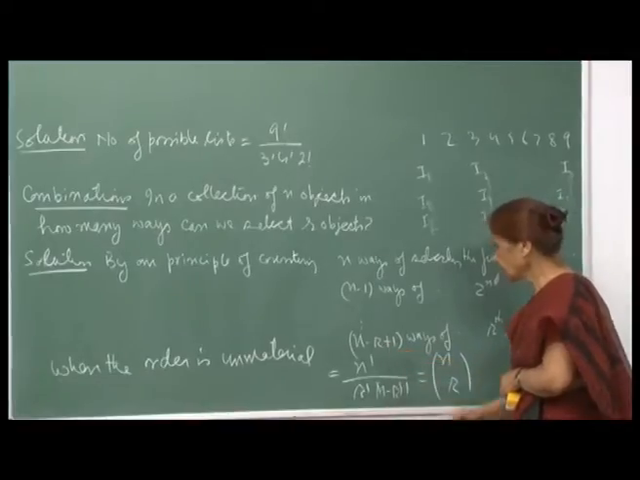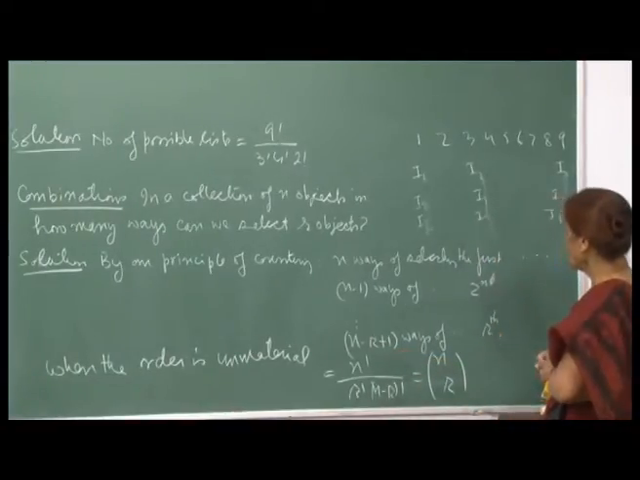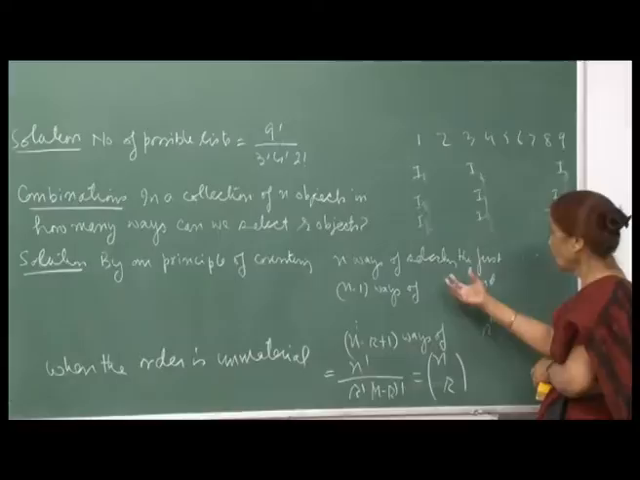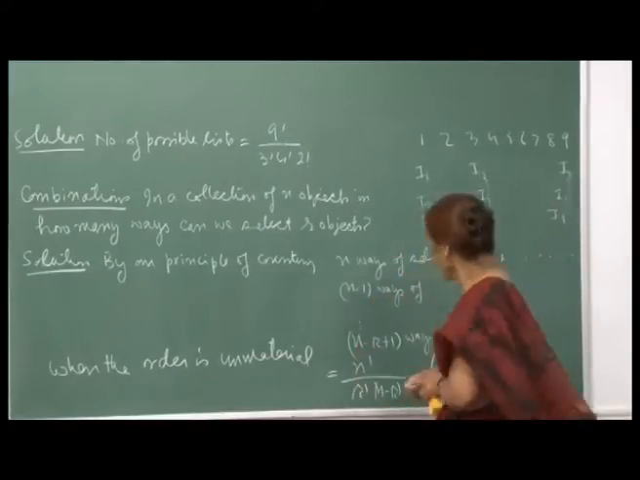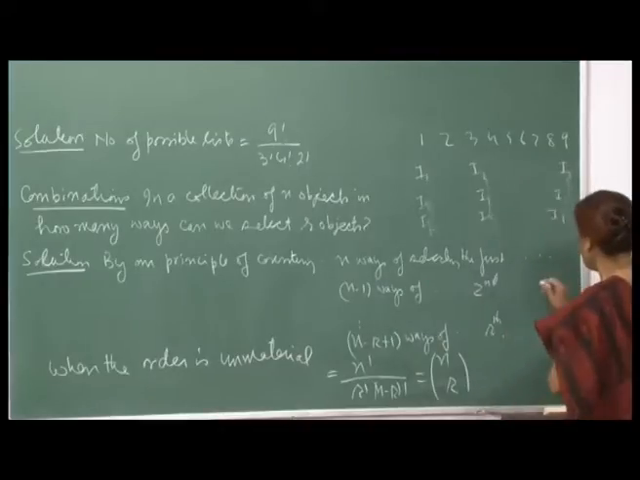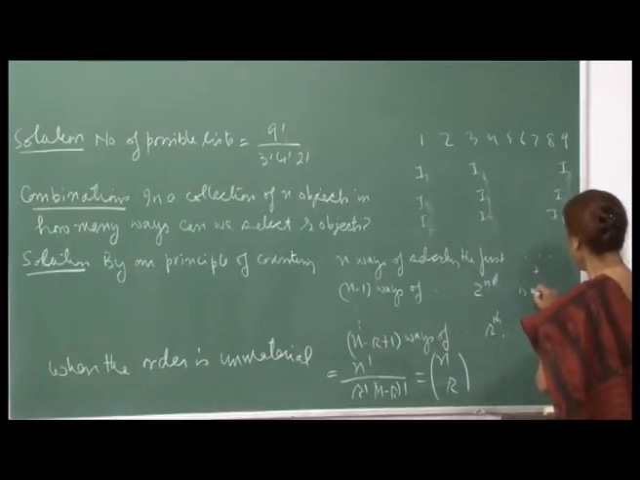Now, since it does not matter again, because I am not distinguishing between the r objects, that means the order is not important. Once you see out of these n objects, I have collected r objects.